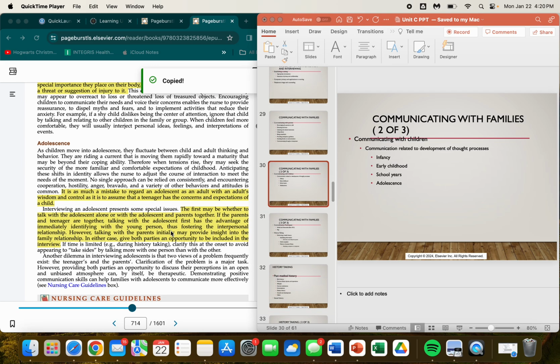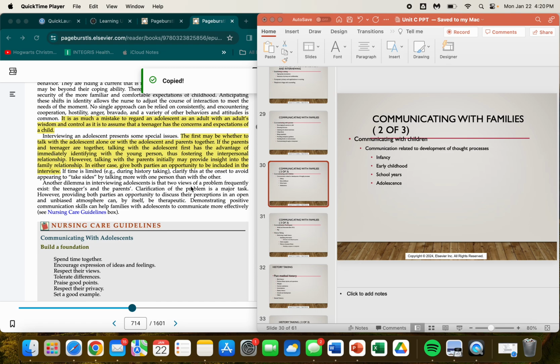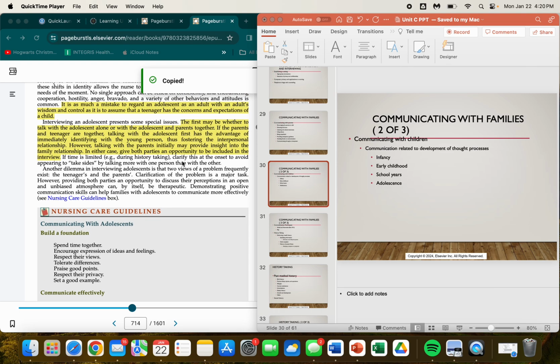Probably one of the more difficult ages to assess can be adolescence, because they're in the middle of transitioning from being a child to being an adult. From a nursing standpoint, we don't ever want to assume that an adolescent is mature enough to handle information like an adult, but we also don't want to assume that they're so childlike that they can't handle adult-like interactions. So we want to tailor it to their specific needs.